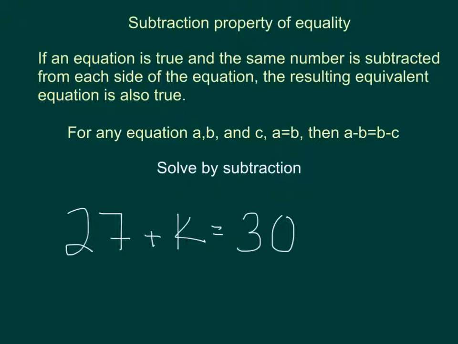We can also solve equations by using subtraction. If an equation is true and the same number is subtracted from each side, the resulting equation is equivalent, so it would make it true. Looking at the example below, 27 plus k equals 30. I'm sure that if I asked anybody in the class what plus 27 is 30, you could tell me the answer.